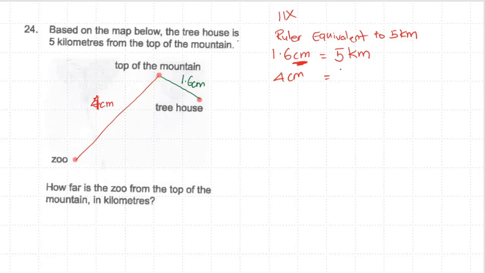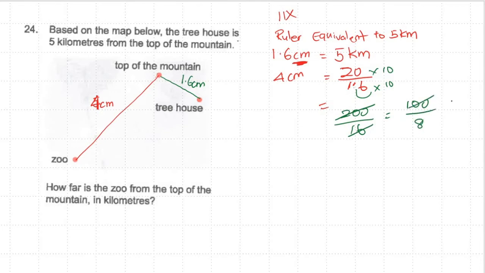4 times 5, 20, divided by 1.6. Change it to something easier for you to divide. Because here is a decimal place, right? Here I times 10, here I times 10. So 200 divided by 16. Use the 2 times table. Here becomes 100 and here becomes 8. Okay? And then here 100 divided, here becomes 50 and here becomes 4. Isn't it easier to divide if it becomes 50 and 4? Yes, I can now do my division.